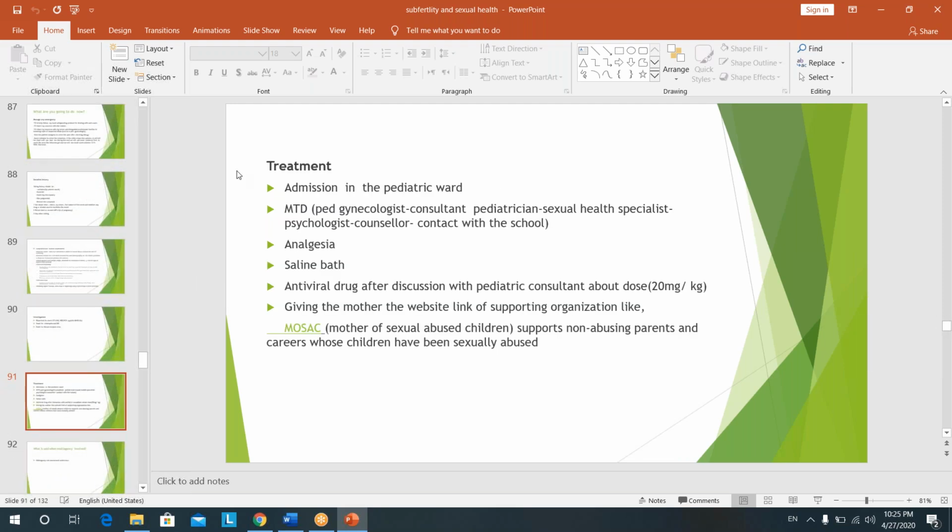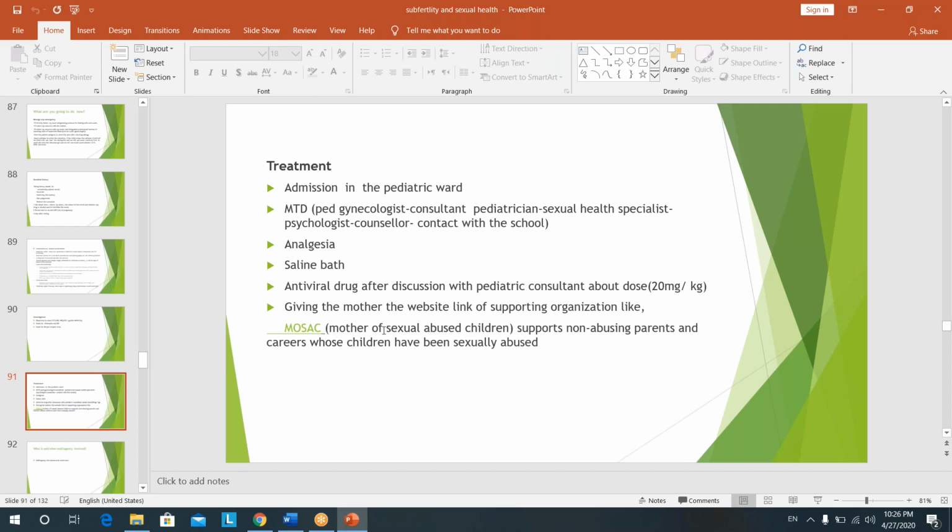So what will be the treatment for this patient? This patient needs admission for patient safety. Her treatment will be under a multidisciplinary team. The multidisciplinary team will include the pediatric gynecologist, consultant pediatrician, sexual health specialist, psychologist, counselor, and contact with the school. As we said, we'll give her analgesia, saline bath, and antiviral, and the dose will be calculated by the consultant pediatrician, giving support to the mother, like a website link called Mosaic.